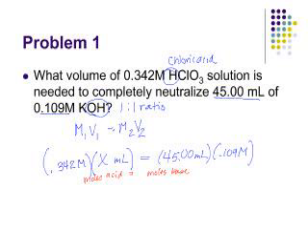So 45 times 0.109 divided by 0.342 comes out to be, I get 14.342105 on my calculator, but you'll notice we have 3 sig figs here, 4 sig figs here, 3 sig figs here, so we want to record our answer with 3 significant figures because that's the appropriate way to write this. So the final answer is 14.3 milliliters of chloric acid.